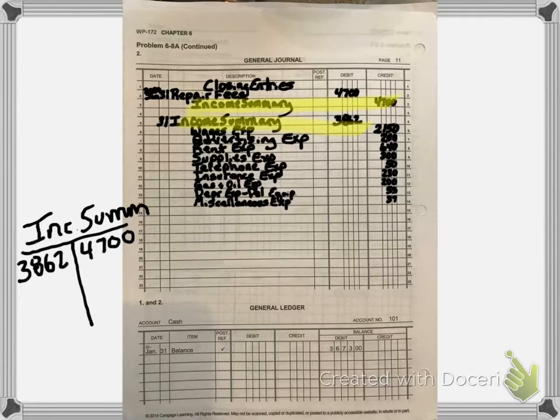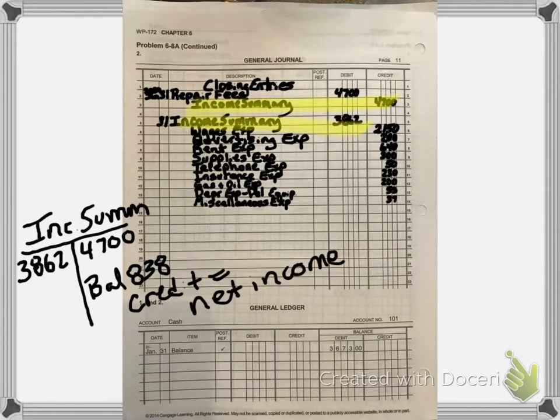We take the difference between those two and we calculate a balance in income summary of $838. It is a credit balance, and if there's a credit balance, then that means there was a net income, because this is summarizing the income. That's why it's called income summary. It's summarizing the income. So if there's a credit balance, that means there's a net income.